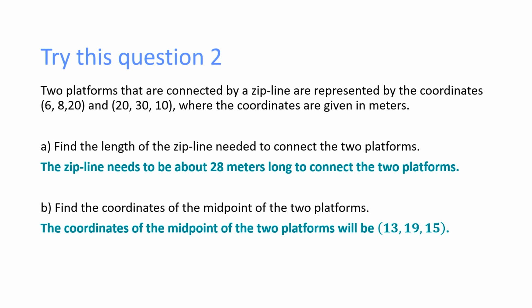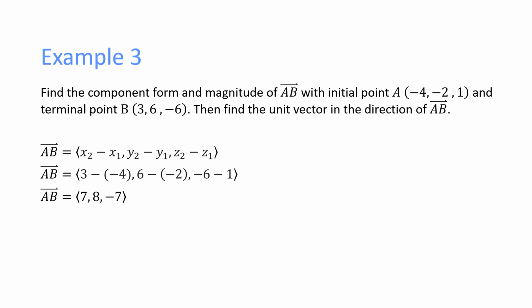Find the component form and magnitude of vector AB with initial point A, -4, -2, 1, and terminal point B, 3, 6, -6. Then find the unit vector in the direction of vector AB.